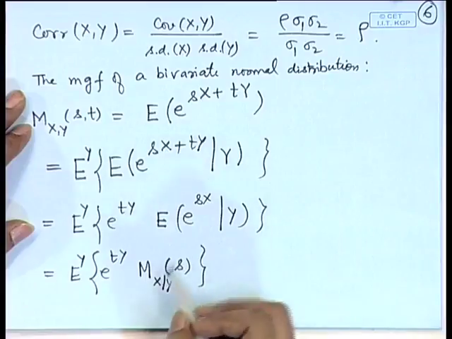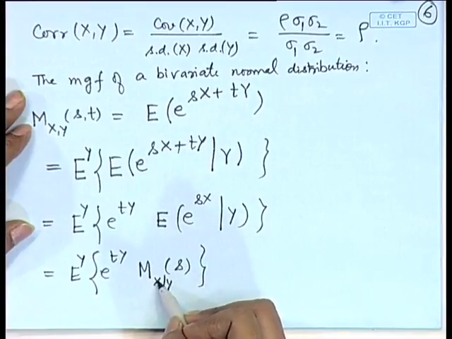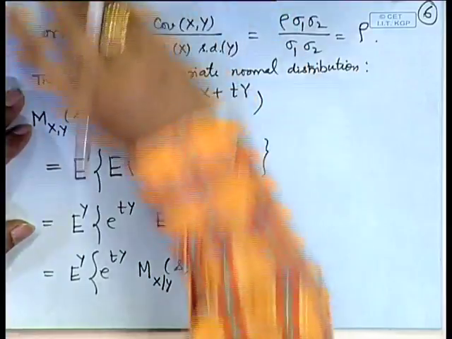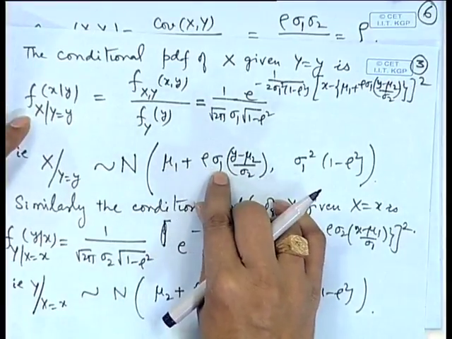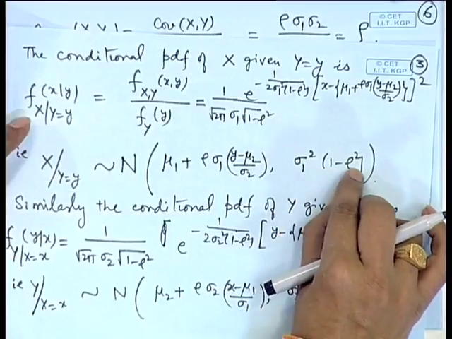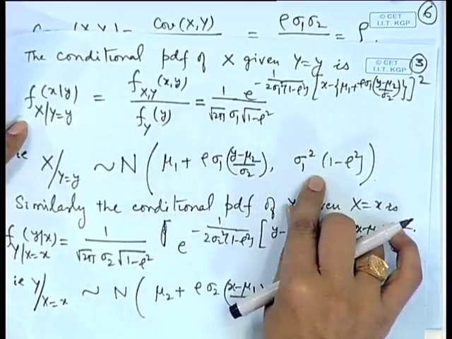Suppose the normal mu sigma square distribution is there, then we have seen that the MGF is represented as e to the power mu t plus half sigma square t square. So, here the point is s in place of t, and x given y has the parameters mu 1 plus rho sigma 1 times y minus mu 2 by sigma 2, and sigma 1 square into 1 minus rho square. So, we make use of this.